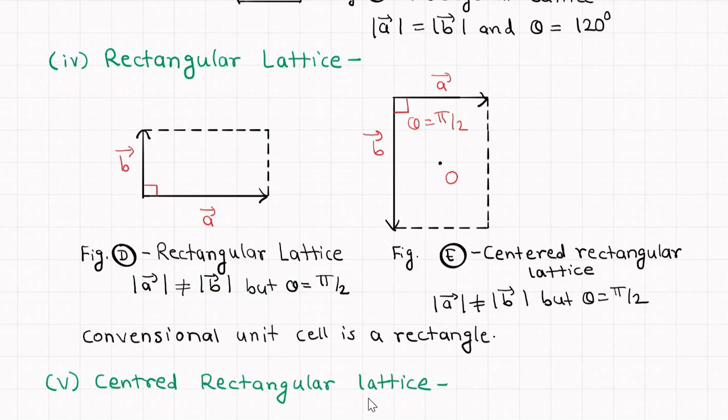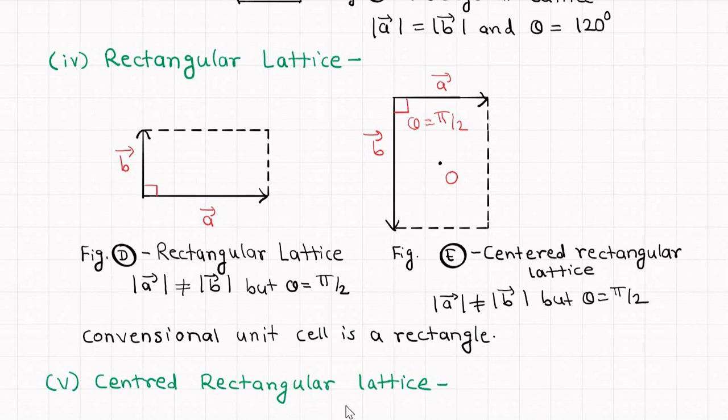Next is rectangular lattice. Figure D shows the rectangular lattice. In this type of lattice, mod of vector A is not equal to mod of vector B, but theta is equal to pi by 2. The conventional unit cell is a rectangle for rectangular lattice.